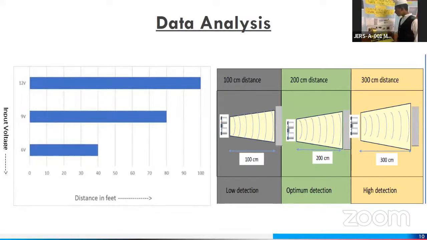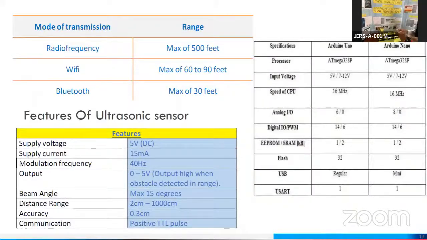And then using the ultrasonic sensor, first in the code, I kept the minimum distance as 100 centimeter, which was a very short distance and could be sensed. And I changed the distance to 200 centimeter. It was an average and a very good distance. And when I changed to 300 centimeter, it detected unwanted things. So I concluded with 200 centimeter.